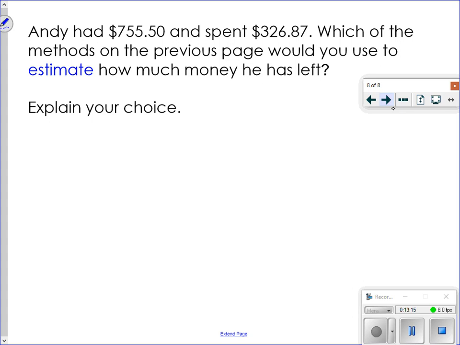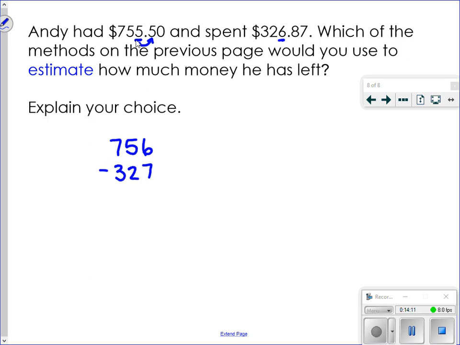I think if it were me, I would want to know as close as I can how much money I actually would have left. And so for me, I would round to a certain place value. I think I would round to the nearest dollar, which means to the nearest whole number. So that means my ones place. Okay, so $755.50. That would round, oops, 750. And what would happen to that 5? If it has a 5 after it, that 5 will round up to a 6, right? Okay, so this is approximately how much money Andy had to start with, but he spent 320, well, the 6 has an 8 after it, so the 6 is going to round up to a 7.